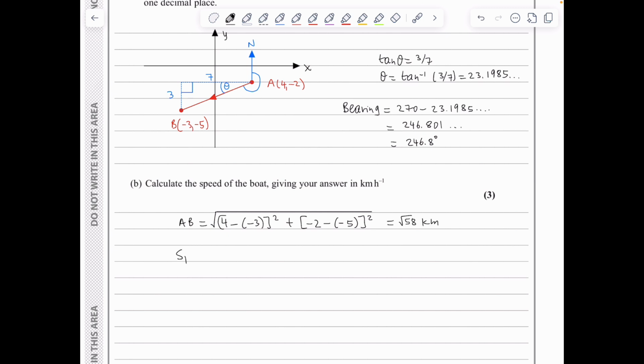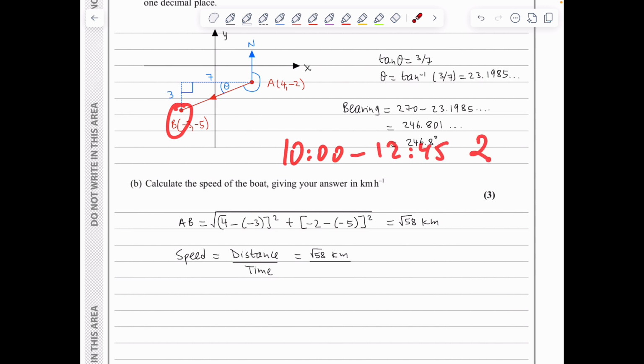Well, recall that we are modeling the particle as moving with constant speed. So the speed is given by distance over time. We have just calculated the distance to be root of 58 kilometers. And then for the time, well, at 10 o'clock we were at point A. At 12:45 we're at point B. So from 10 o'clock up to 12:45 we've got 2 hours and 45 minutes, or 2 3/4 hours. So I'll divide this by 2 3/4. Let me write the units. I'm going to get an answer in kilometers per hour. If we plug this into the calculator, we get an answer of 2.77 kilometers per hour.